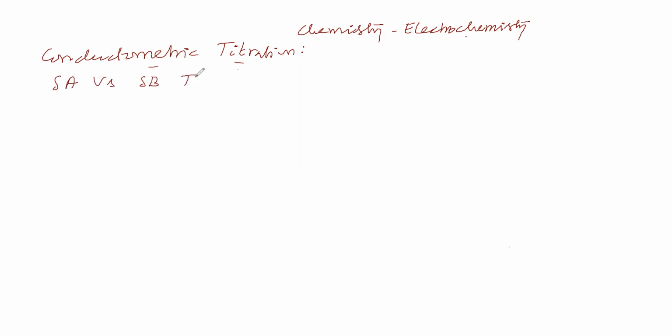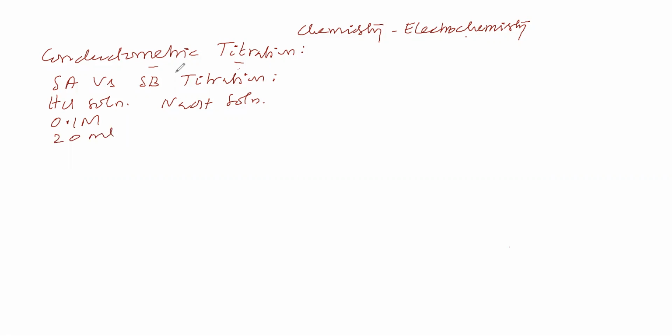Strong acid versus strong base titration. So for the strong acid, let us take HCl solution. For the strong base, let us take sodium hydroxide solution. Suppose the strong acid concentration is given, that is 0.1 molar, and the volume of strong acid we are taking is 20 ml in the conical flask or in the given vessel.